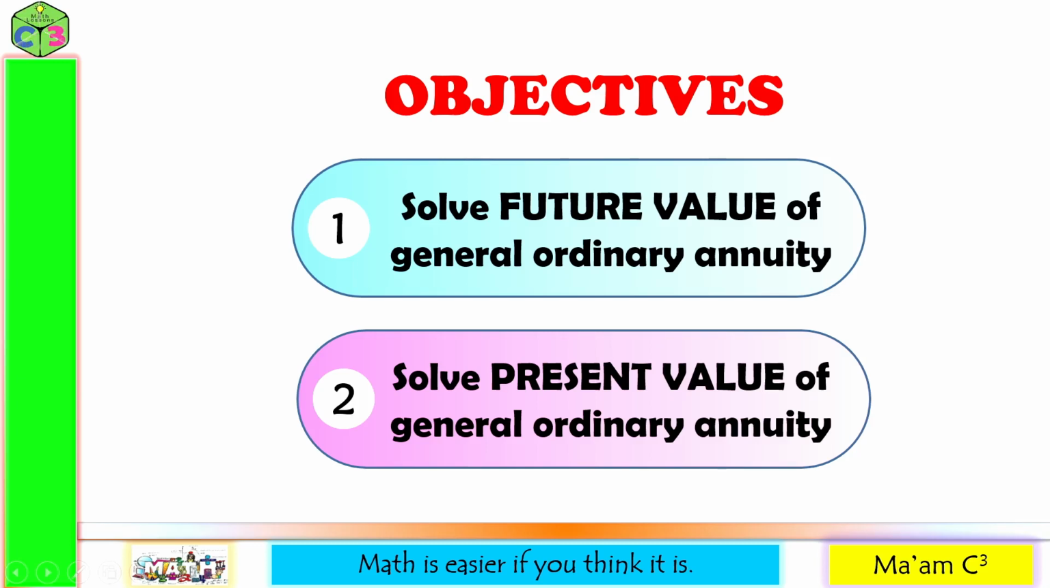Our objectives in this lesson are the following. Solve for the future value and present value of general ordinary annuity. Let's have a quick review.